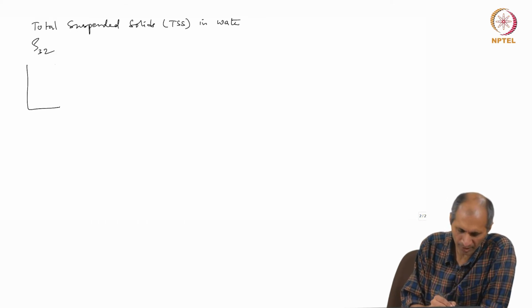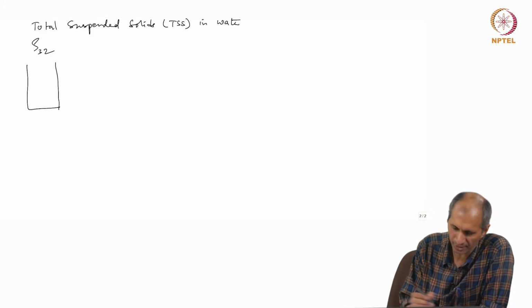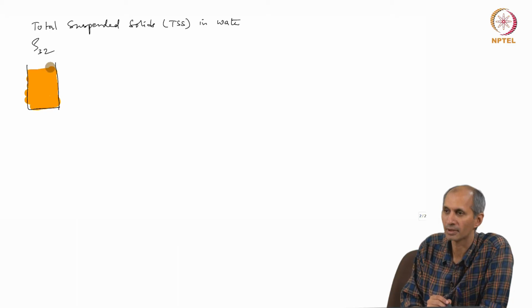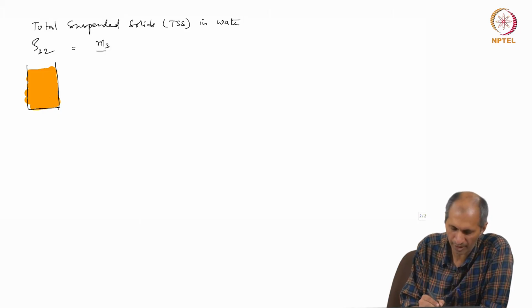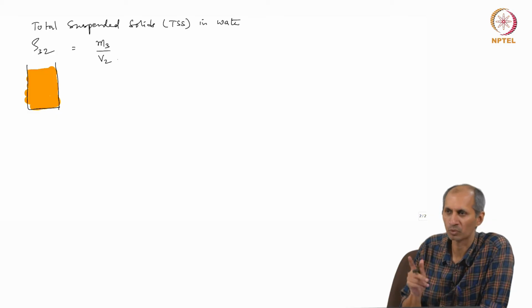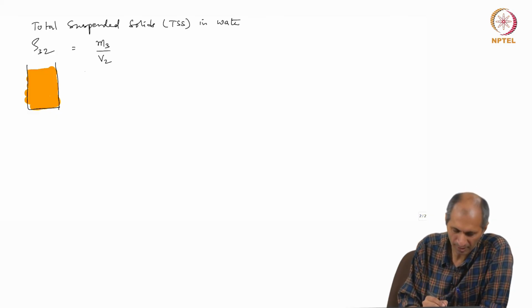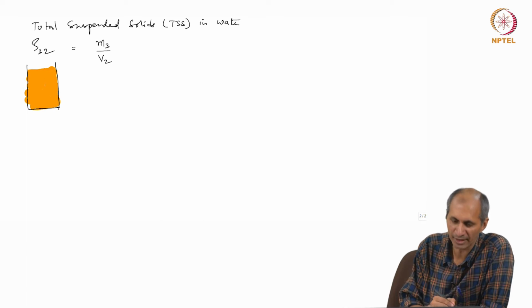You take a water sample, the water sample looks muddy, and you know that something is there in the water sample. What we are measuring is M3 by volume of 2. We would like to measure the solids that are suspended in this water sample. What is the simplest way to do this? You simply want to measure mass over volume.